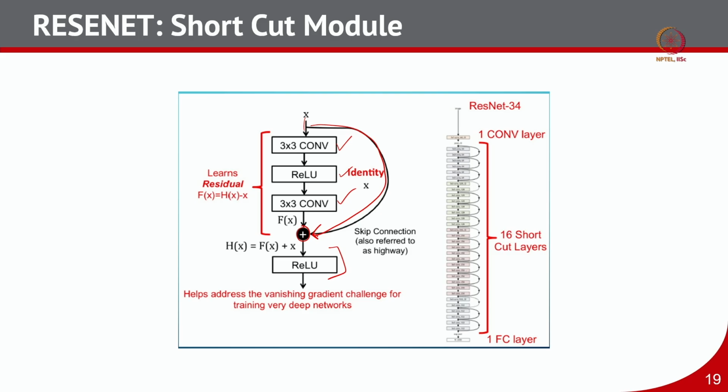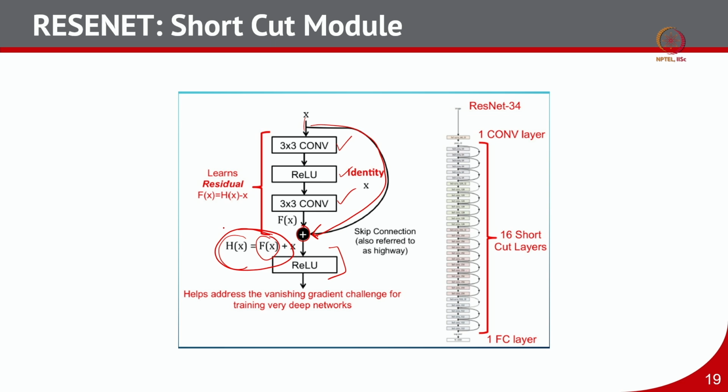The philosophy here is that we need to learn the residuals. If we just do plain backpropagation, then we will not learn anything apart from x, right. But we need to learn something more, we need to compensate for the vanishing gradient. That compensation is produced by this shortcut module. So in this case we are actually learning the residual, which is denoted by F(x) = H(x) - x.